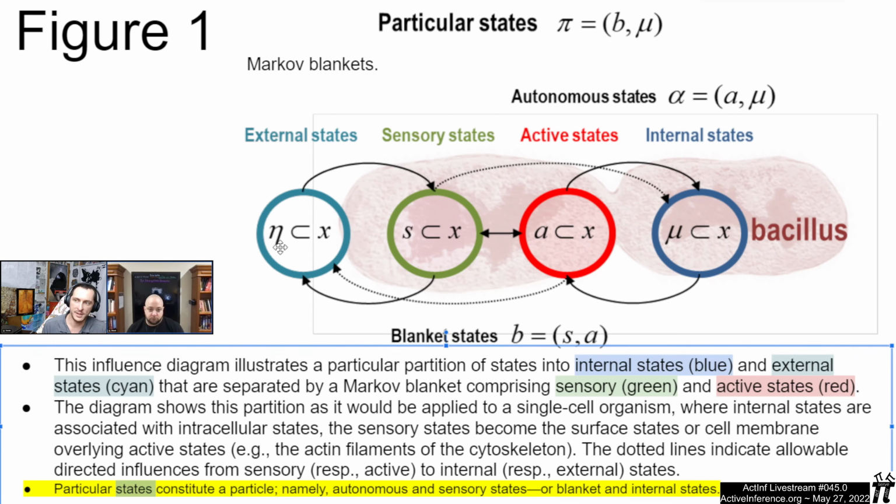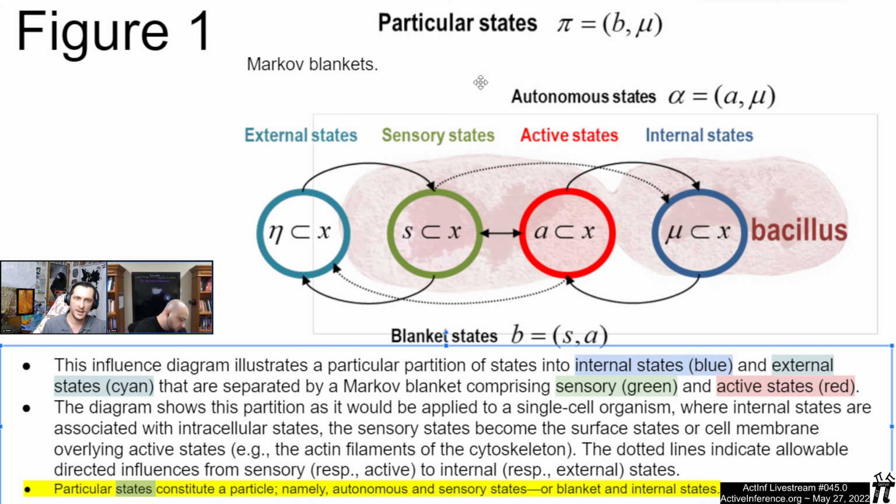Also, we have the names of the states. Mu for internal and eta for external, and they almost look like flips of each other. Then S for sensory states, incoming info. A for action, active states, outgoing actions. So we have eta external, S sensory, A active, and mu internal states.